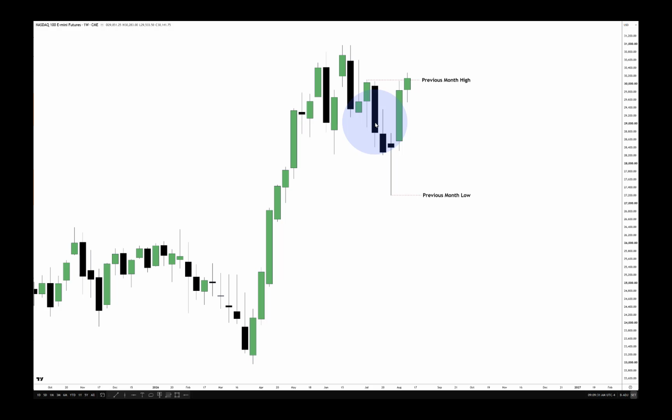So we have a range here defined by July's high and low. It's not complicated, is it? No, it's not. And we're going to continue with that.